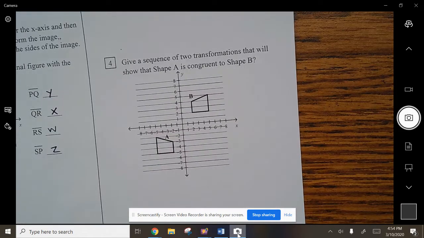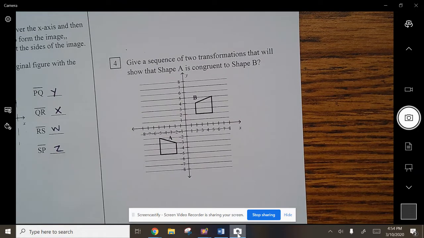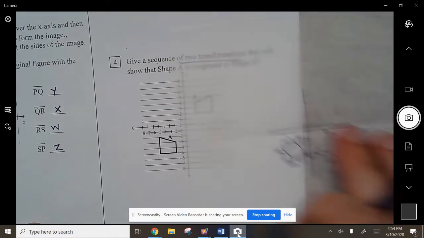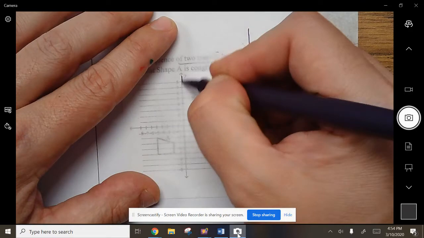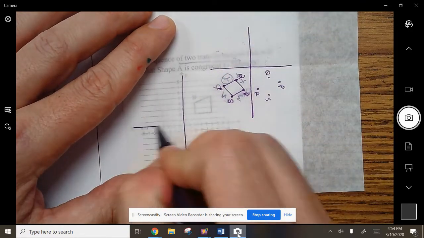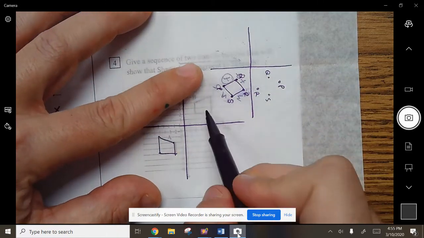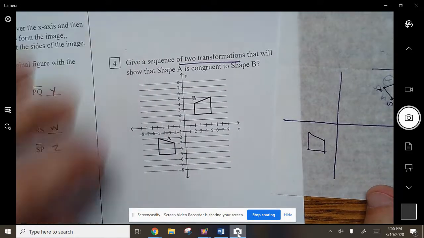If we're dealing with 4, give a sequence of 2 transformations that will show the shape A is congruent to shape B. It says 2 transformations, so this one's kind of a trip. You've got to think outside of the box on this one. If you want to use another part of the patty paper to see it, you can draw it again. It's smaller. But if you were to take this here, how are you going to get it to be up here? That's basically what they're saying, right? How did you get from A to B?